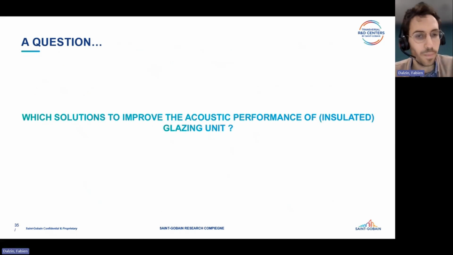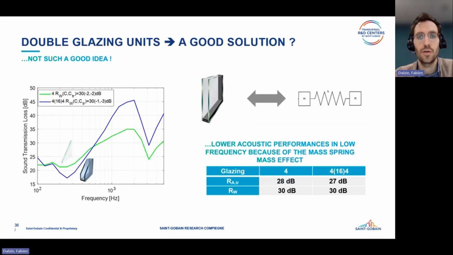So now, how can we improve the acoustic insulation of glazing? The first idea would be to use a double glazing unit. In fact, it's not such a good idea. It's a good idea for the high frequency because you can see that the acoustic insulation in high frequency is very good. But in low frequency, you see that the double glazing unit, in fact, is worse than a single glazing unit. Why? Because there is what we call a spring mass effect that occurs in low frequency.